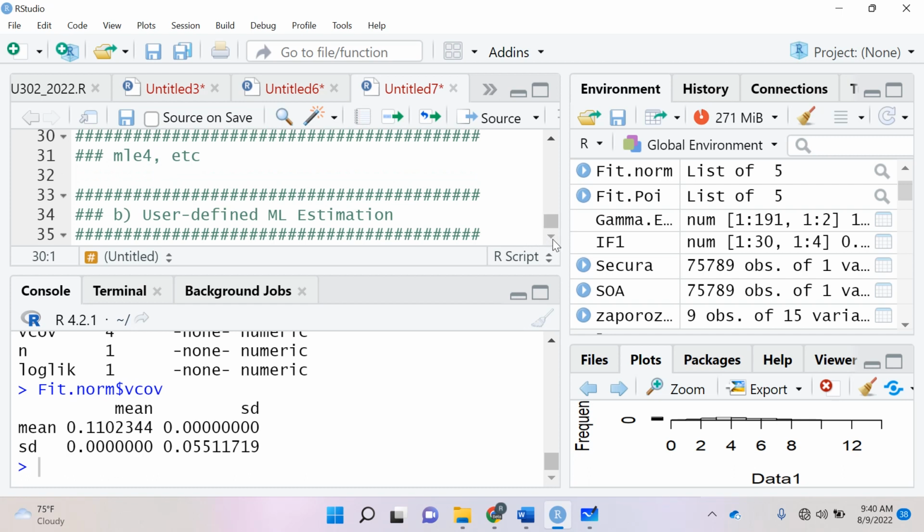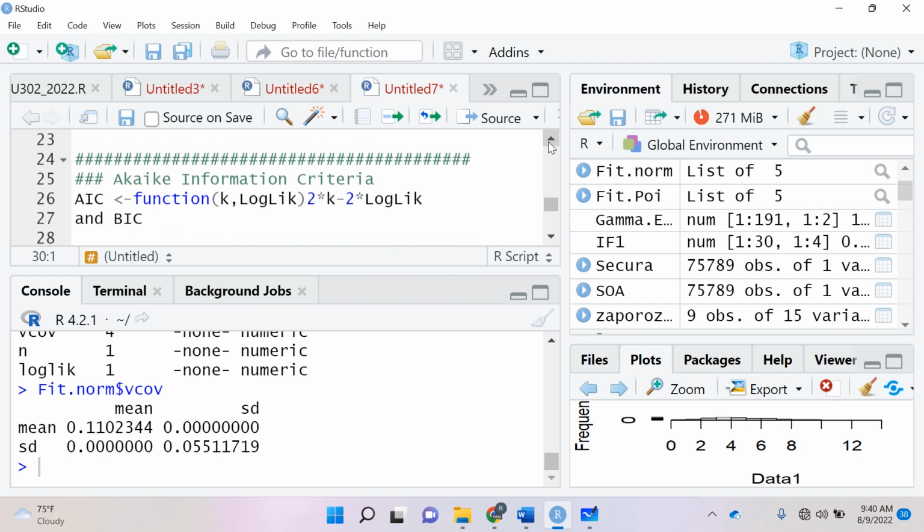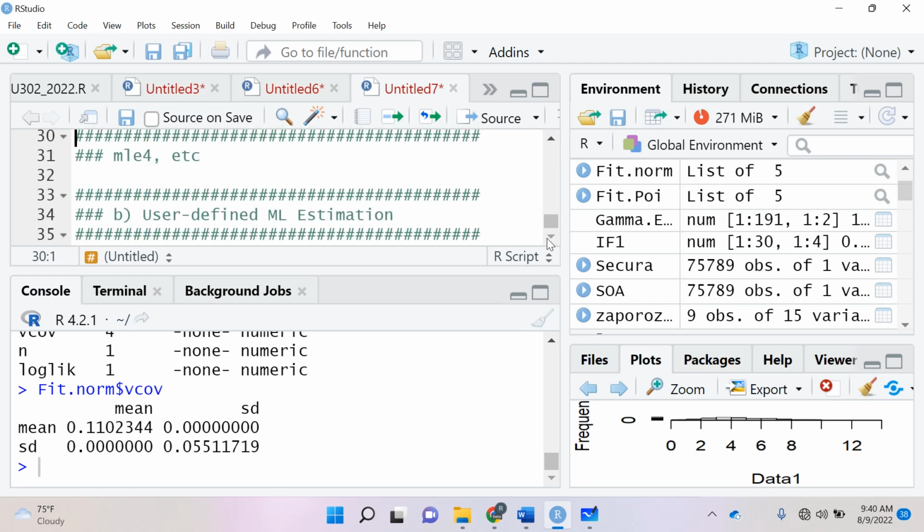Okay, so let's move on. So that's how you estimate or do maximum likelihood estimation with inbuilt functions like that. Now we move on to user defined, where we have to write our log likelihood and then optimize it. Here I'm going to provide you with a syntactic structure.